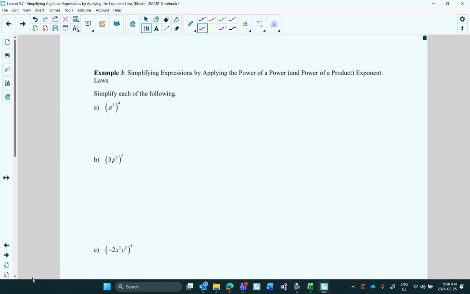The third law. Power to a power, remember we multiply. What do we get? 8 A to the power of 20.